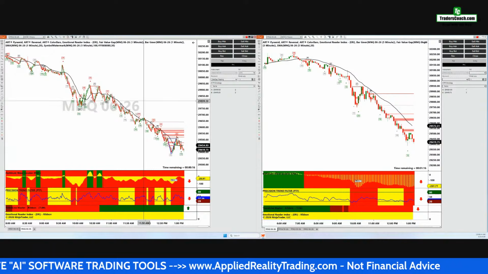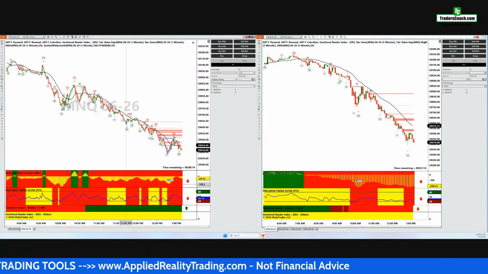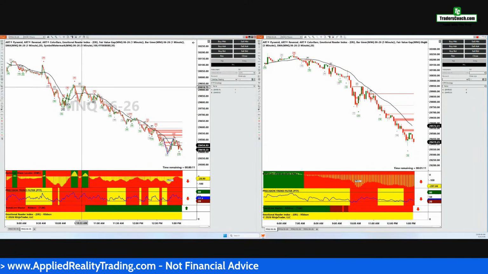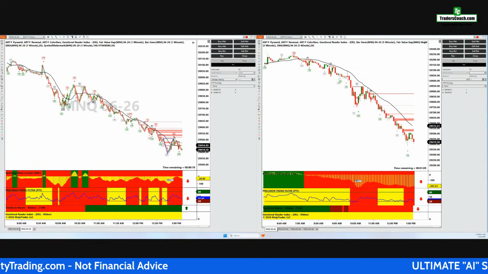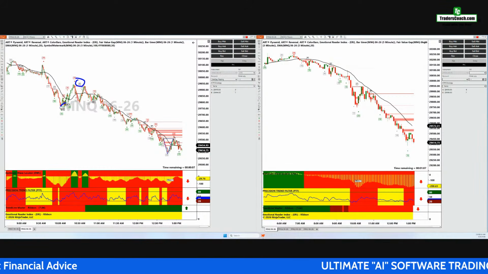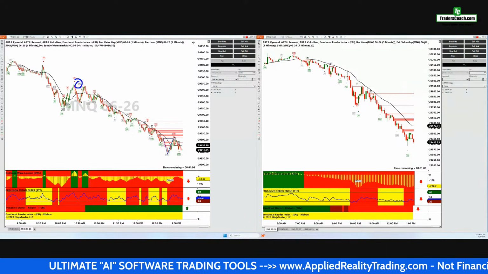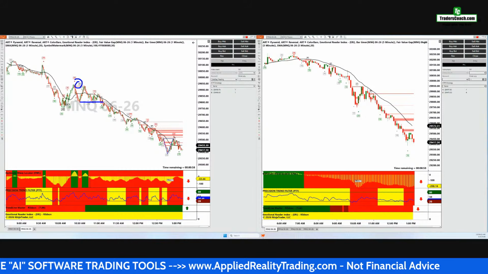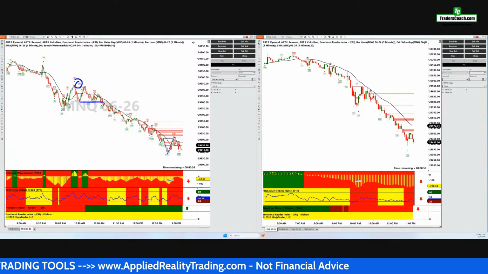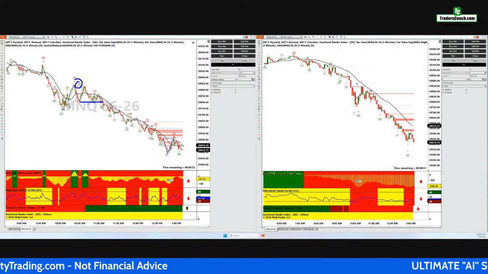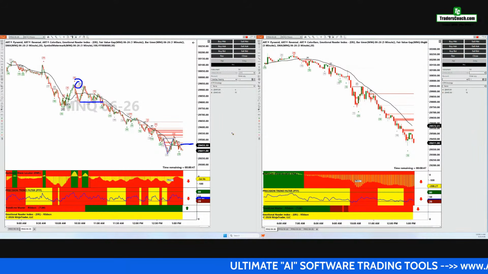Now, what I want to point out here is when this thing started breaking after the open, we had our first P pyramid, not NP. These are NPs indicating corrections in an overall downtrend. But our P pyramid kicked in after the open right here. So that would have put you in around 29,800. And our stop right now would be right here at about 29,455. So it captured that move beautifully.